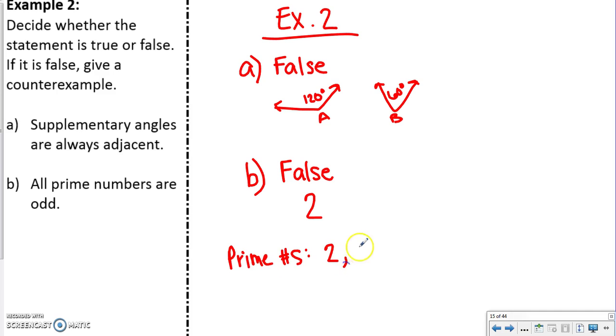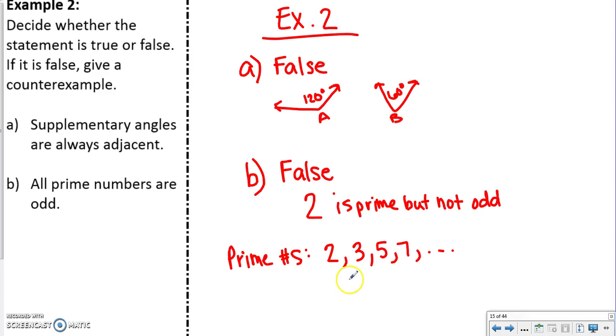Now, I always get people asking me, well, isn't 1 a prime number? No, 1 is not, because of the definition of a prime number. So it is not a prime number. So if you were to list the prime numbers, and then you could keep going, 2 is the very first one. This is even, but it is prime because it's divisible by 1 and 2 itself only. So this was a false statement. 2 is prime, but not odd. So that's why this proves that it's false. Okay?